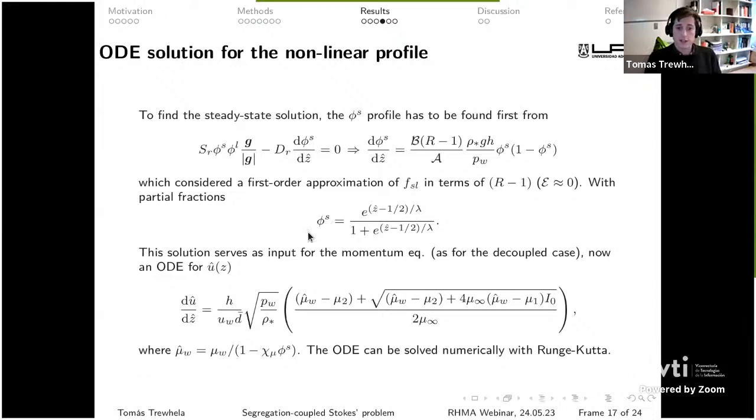And the phi s profile serves as input for the momentum equation as before, but now it will be implicit in this hat mu at the wall that depends on the concentration and as well on the chi mu parameter. And because it's implicit, I cannot solve it analytically, so I have to solve it numerically with a Runge-Kutta method, okay?